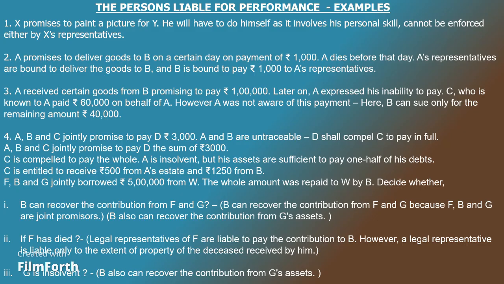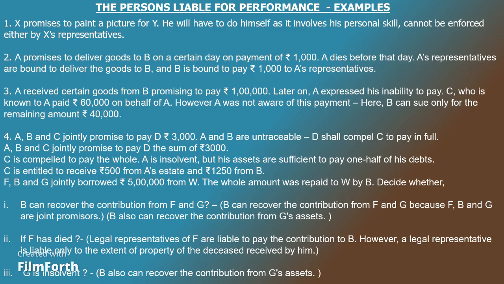Reciprocal promises. Section 2(f). Promises that form the consideration or part of the consideration for each other are called reciprocal promises. Example. Mr. A and Mr. B contract that Mr. A shall build a house for Mr. B at a fixed price. Mr. A's promise to build the house must be performed before Mr. B's promise to pay for it.